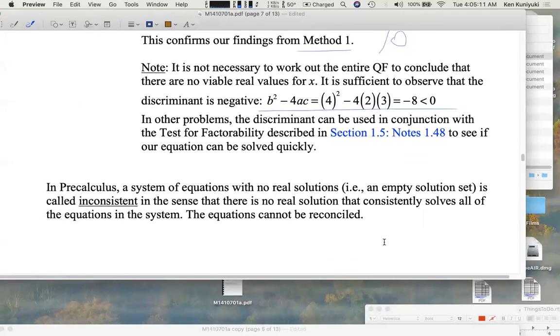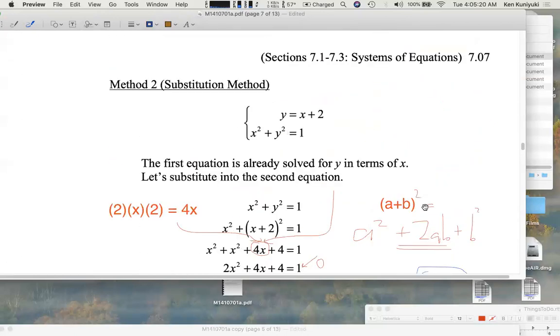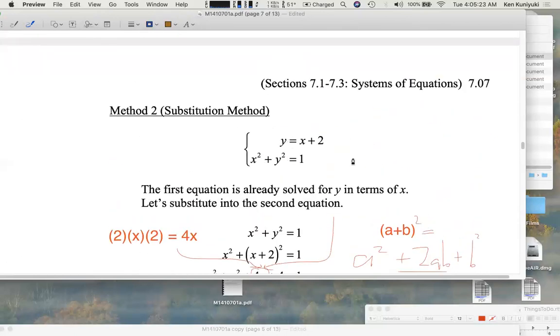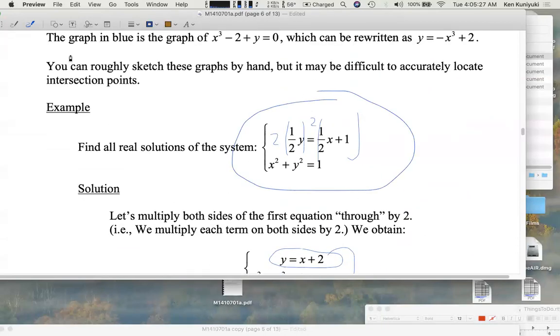All right. And by the way, a system with no real solutions, if the solution set is empty, that's often called an inconsistent system in the sense that the two equations are not reconcilable. Actually, the original system was up here. Okay, we say that the system is inconsistent because it has no real solutions. There is no ordered pair solution, x comma y, that would be consistent as a solution to both the equations. Inconsistent. They don't go together to give us a solution.